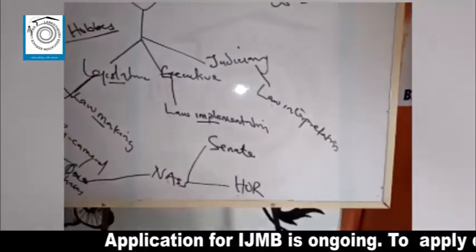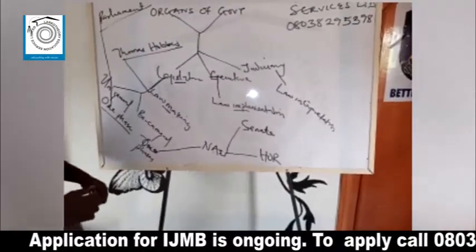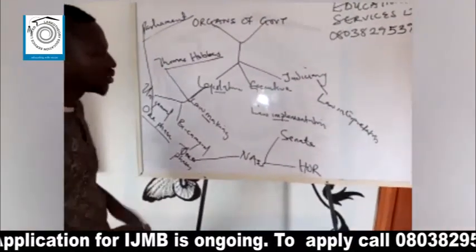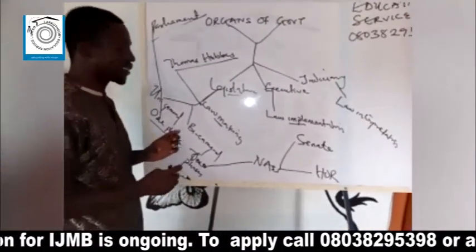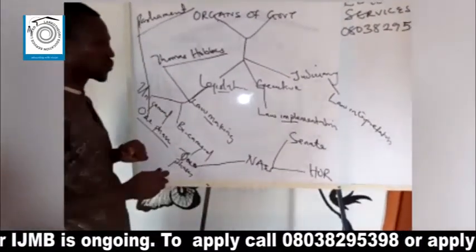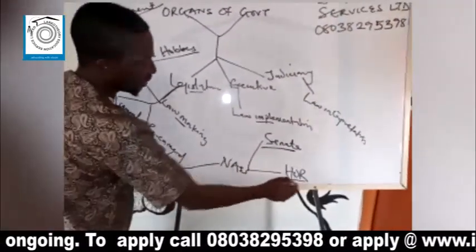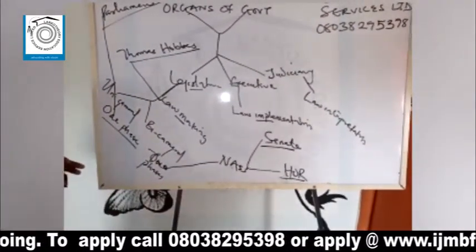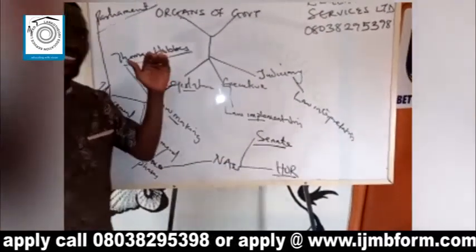There is nothing like House of Senate. I used to hear some students say House of Senate. There is no such thing, neither is there a House of Senate. The first and upper house is the Senate, and the second one is the House of Representatives. The House of Representatives is the lower house, while the Senate is the upper house.